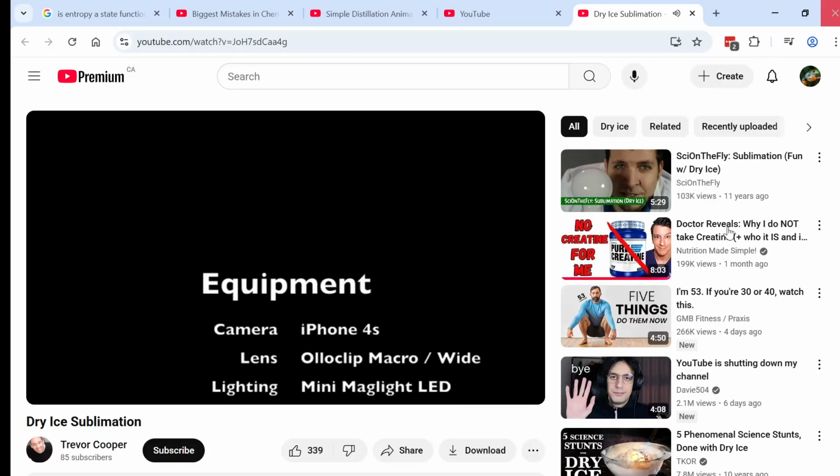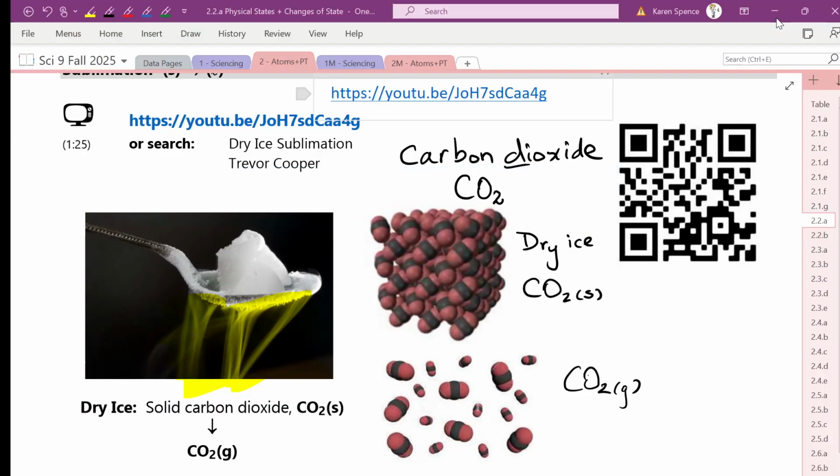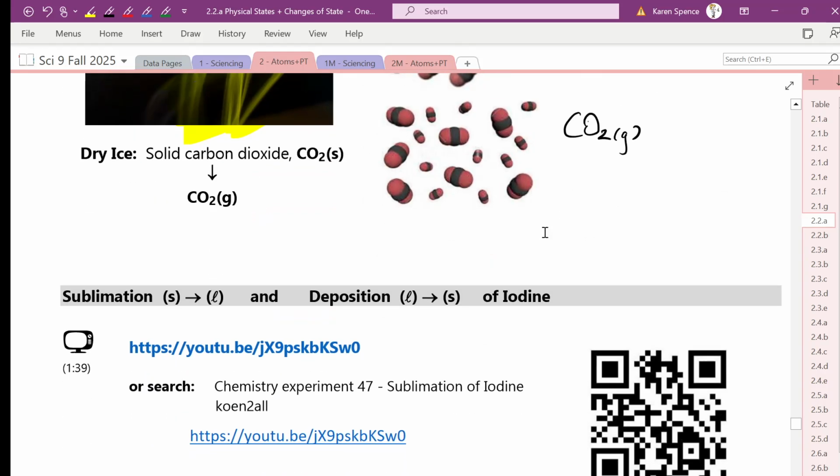I'm not sure this is worth the video, but anyway, this is what sublimation is. And you can see the solid is getting smaller and little gas things are coming off, and there's some dramatic music in the background, and there we are. Okay, that was it. All right, I may have to rethink that one. I'm not sure that's worth the watch, but that's okay.